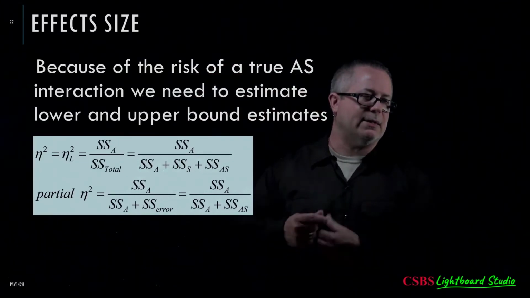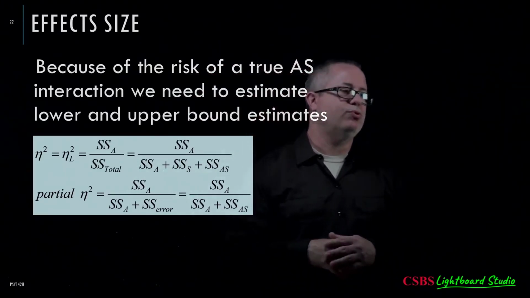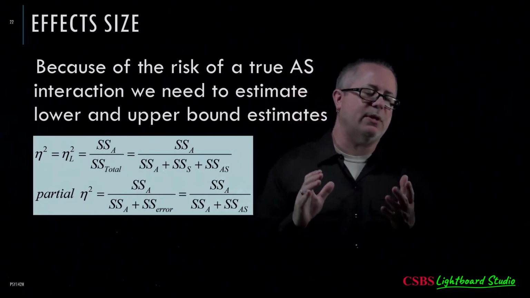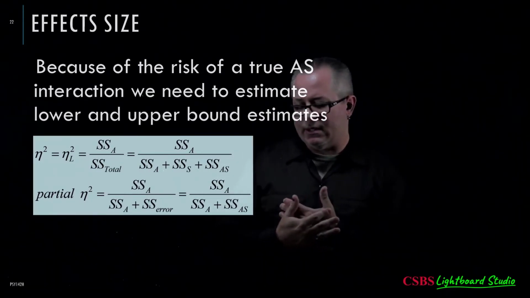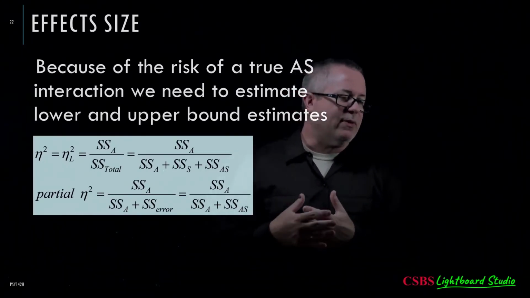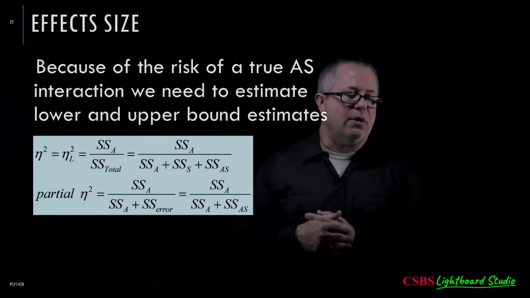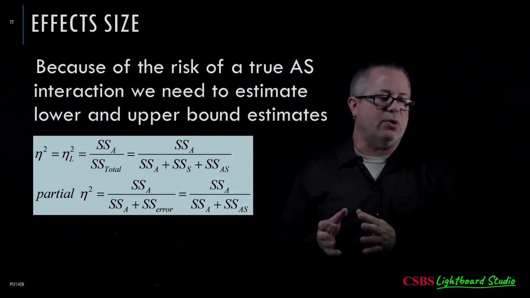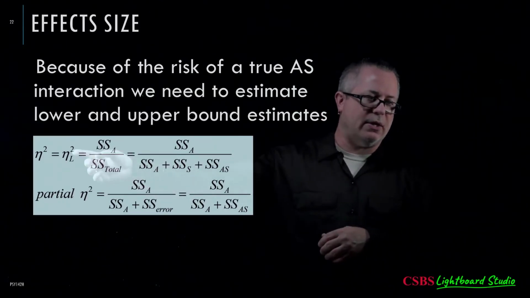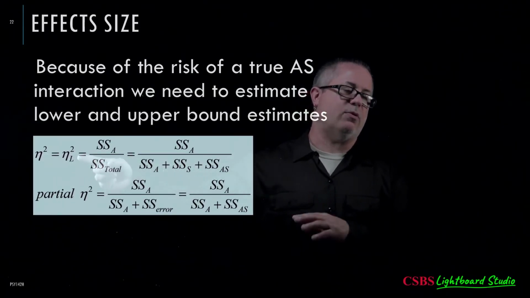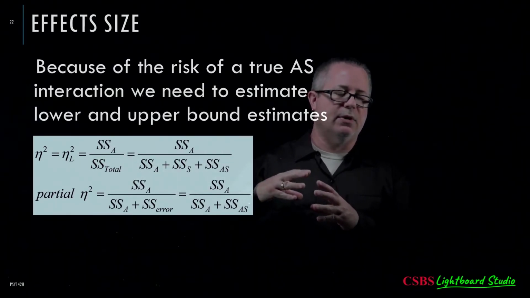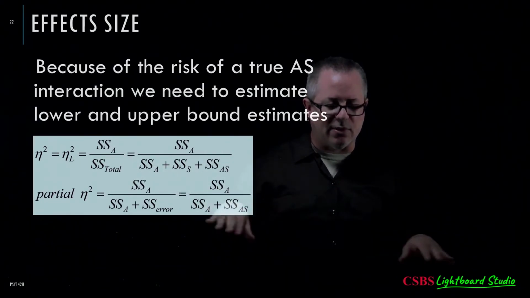So for effect size, because of the risk of a true A by S interaction, meaning that subjects, and we're assuming that any interaction between the conditions and subjects is random. In case it isn't, however, and it actually is a real interaction, it's suggested you find upper and lower estimates. So the lower limit is just regular eta squared. You find a lower bound estimate, where you just take your effect over total. That's sort of like the worst case scenario, the lower bound.